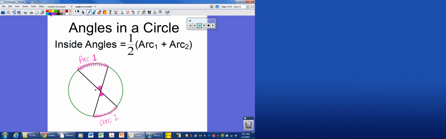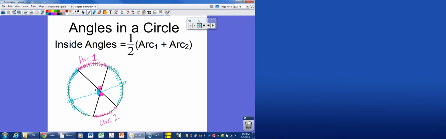Same thing would apply for, in this case, the left-right pair. Let's change colors. There we go. This arc, plus this arc, this angle is the average of those two arcs. So the blue stuff is related this way, the pink stuff is related that way. And of course, these two angles still have to add up to 180 because it's a linear pair. So if you know this angle, you can figure out what that angle is simply by subtracting it from 180.